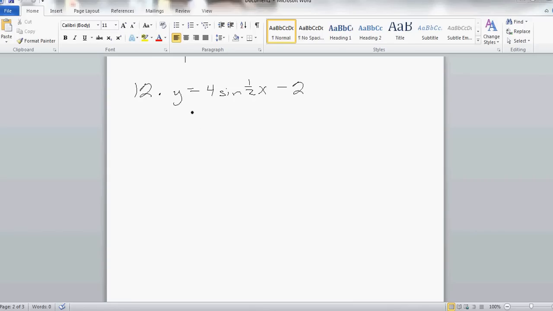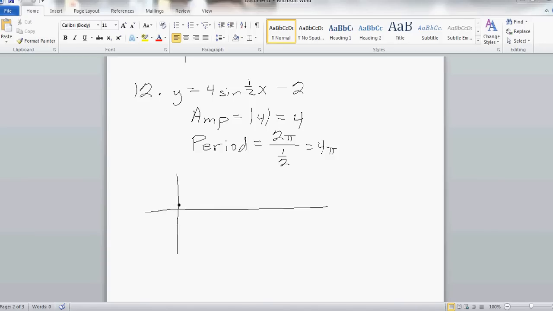This number affects the amplitude. The amplitude will equal the absolute value of 4, because that's what's right in front of the trigonometric function here. So the amplitude is 4, and then the 1/2 affects the period, and period is determined in exactly the same way that we have all during trig. 2 pi divided by 1/2, which equals 4 pi. So as an initial value, what we're going to do is we're going to say, okay, we're going to go from +4 to a -4.